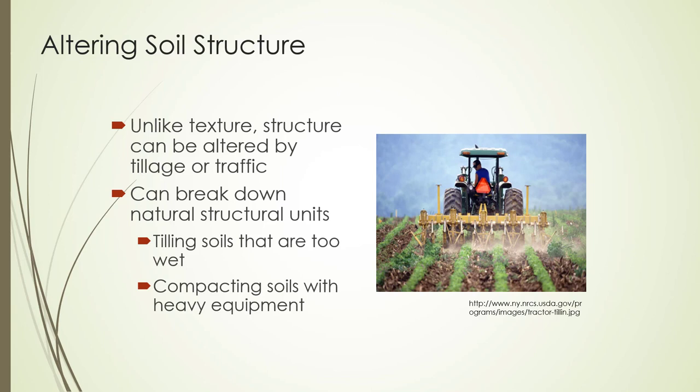Structure can be altered by tillage or traffic, and this breaks down the natural structural units or aggregates. And if you till the soils when they're too wet, this can happen, and you can compact the soil with heavy equipment.